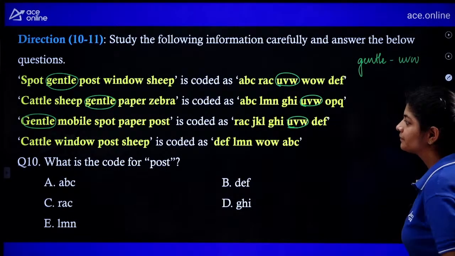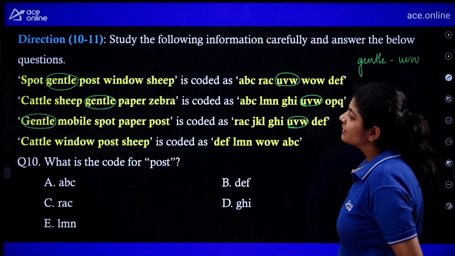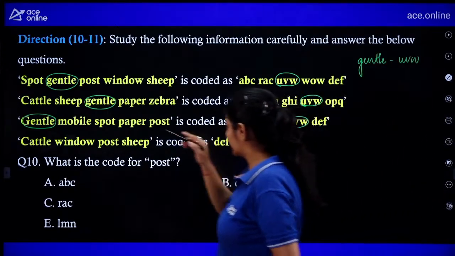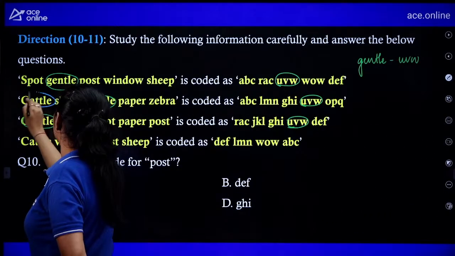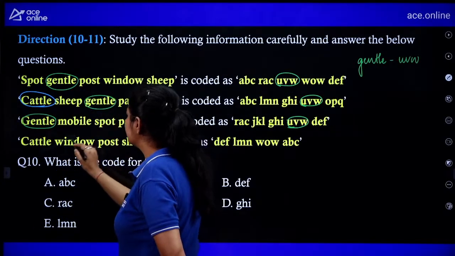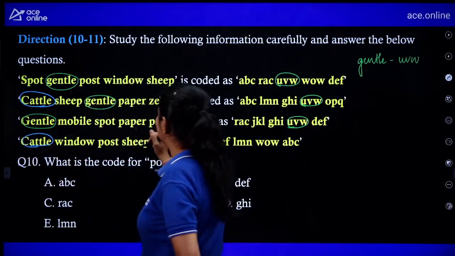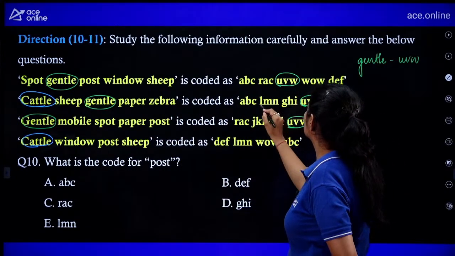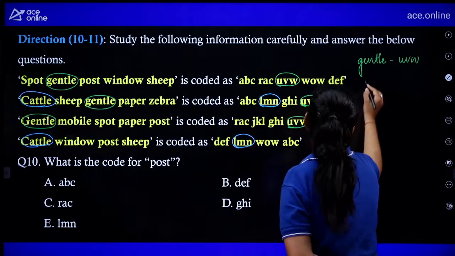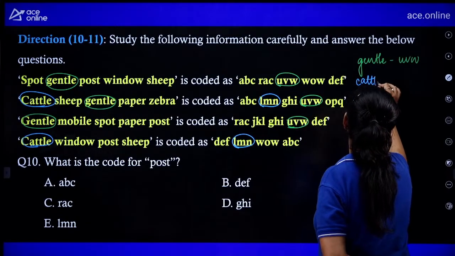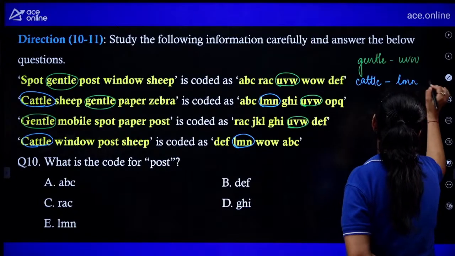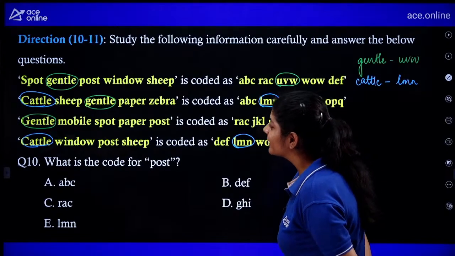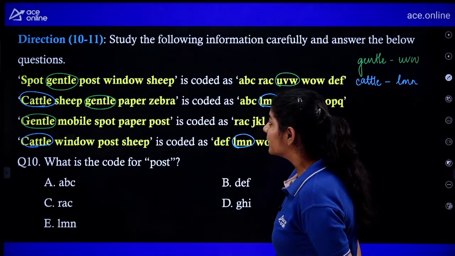Right? Next. The next one that we have is kettle. Here we have this word, in this one we have this word and no other than this one. So we can say that the common code, so lemon, we can say that for kettle we are using LMN, right? Next. The next common word that we have is paper, right?